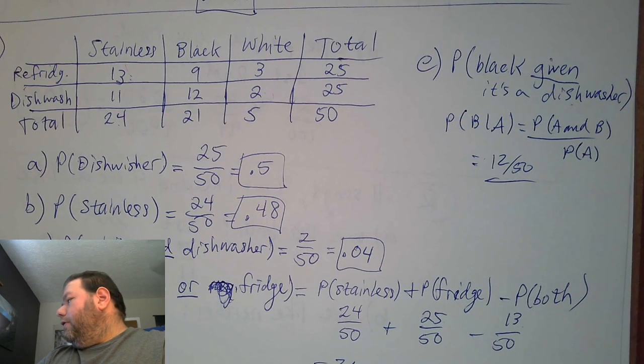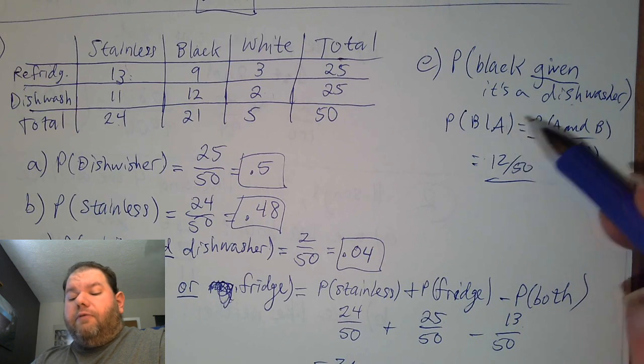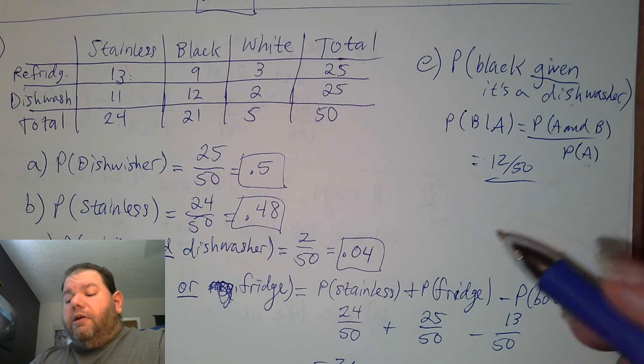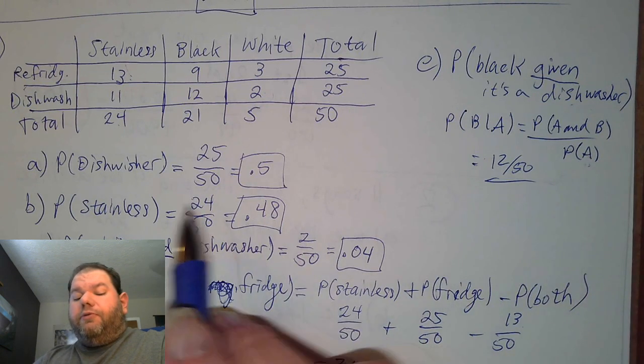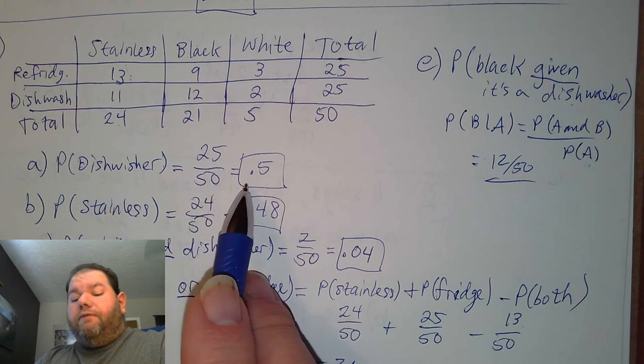Alright, and then what is the probability of A? Now A is the one that's given, which in this case is given as a dishwasher. So that's last, so that's on the bottom. And so the probability of a dishwasher, we already calculated that, is 25 over 50, which is 0.5.